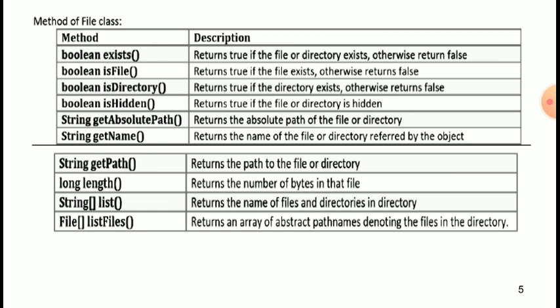Next, String getPath(): returns the path to the file or directory. long length(): returns the number of bytes in the file. String[] list(): returns the names of files and directories in a directory. File[] listFiles(): returns an array of abstract pathnames denoting the files in the directory. So those are the methods of the File class.